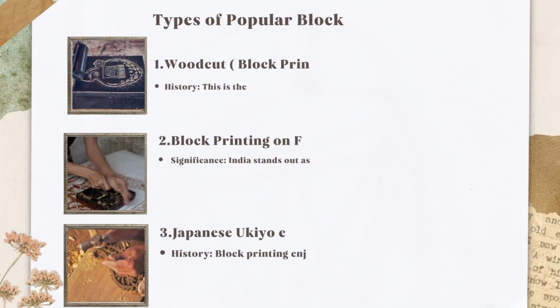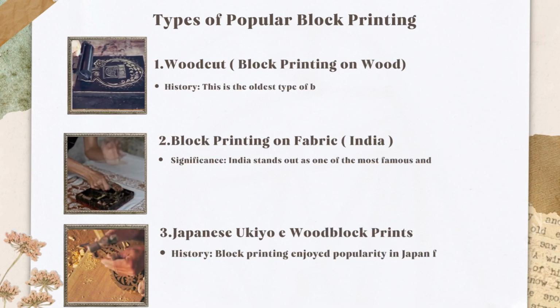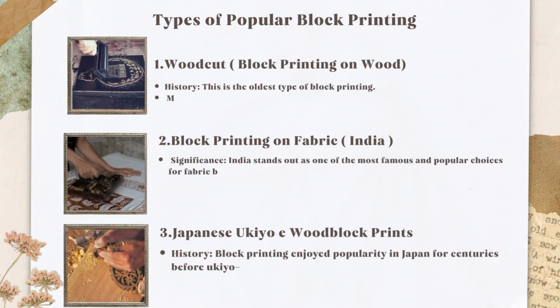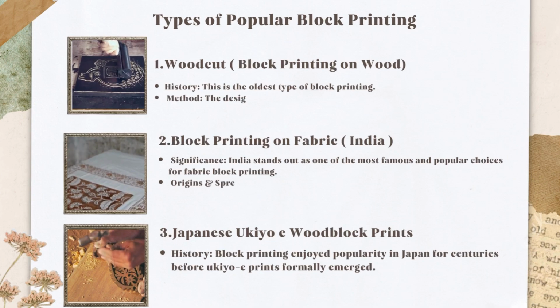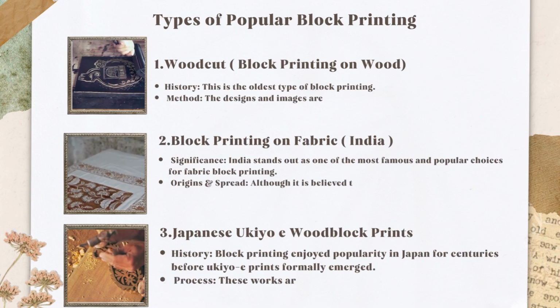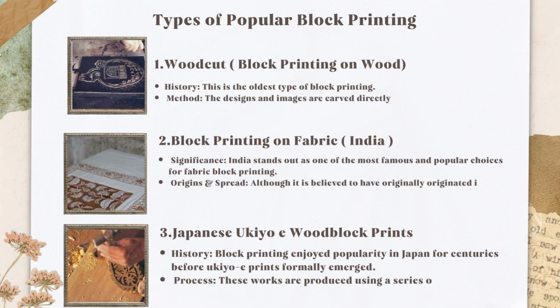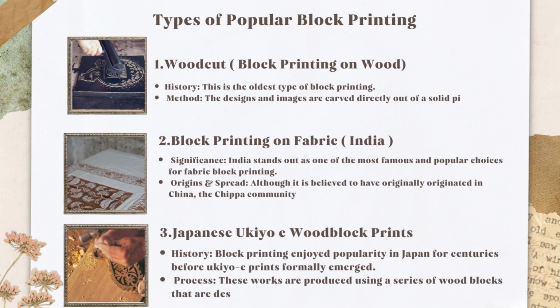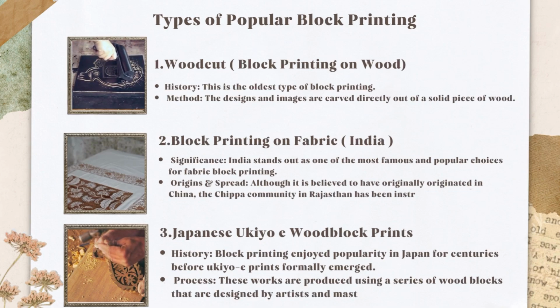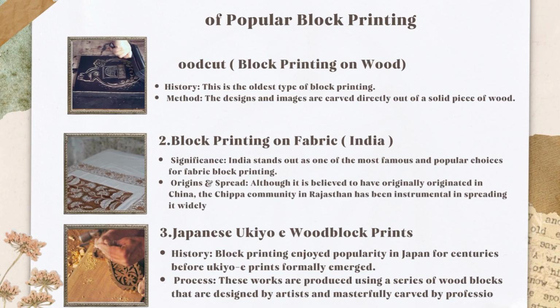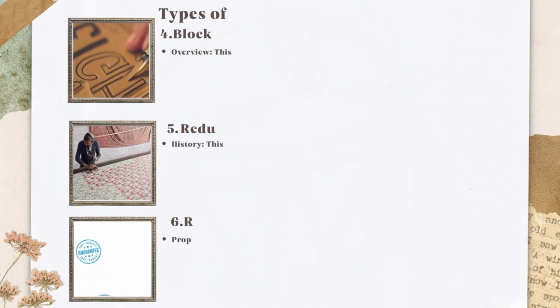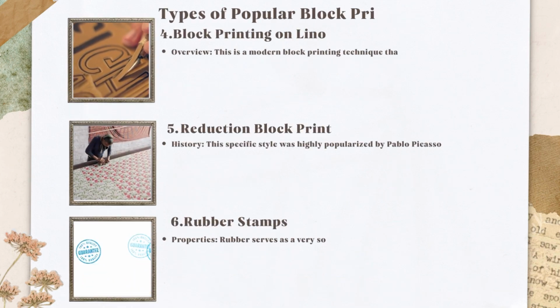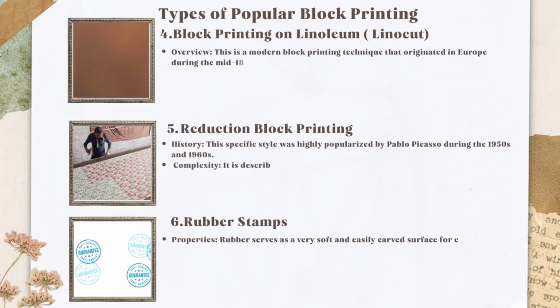Here are some types of popular block printing. First one is woodcut, block printing on wood. Secondly, block printing on fabric. Third one is Japanese ukiyo-e woodblock printing, as we can see in the video given. Fourth one is block printing on linocut. Lino is a linoleum sheet.